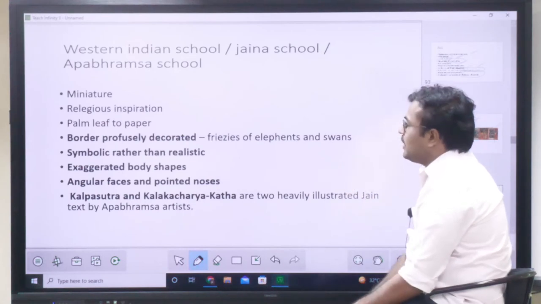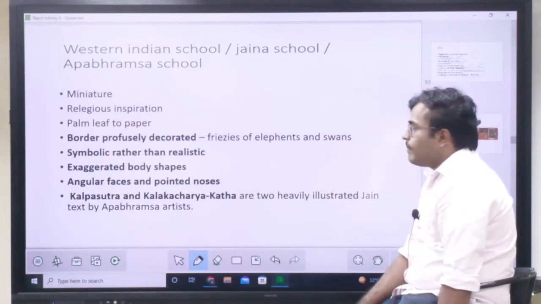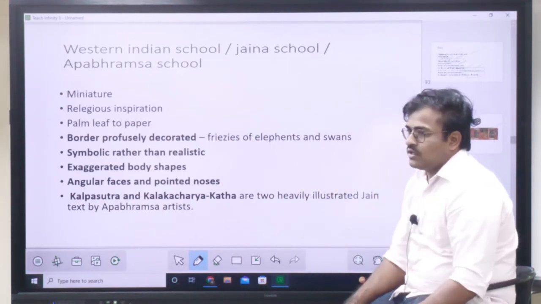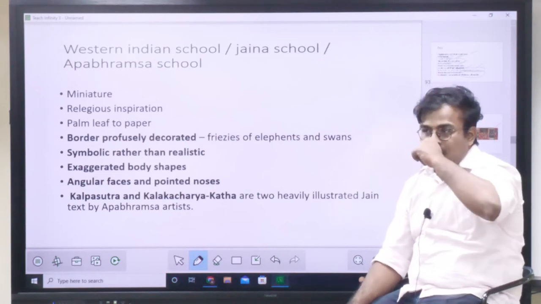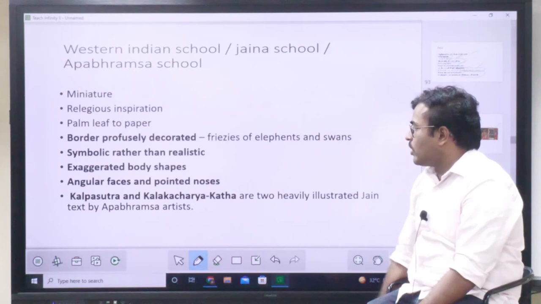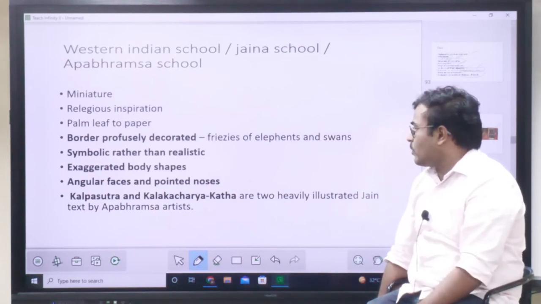Miniature painting, religious inspiration, and palm leaf to paper transition is there. The border is profusely decorated with friezes of elephants and swans. Border decoration is with elephants and swans, done symbolic rather than realistic, with exaggerated body shapes, angular faces, and pointed noses.